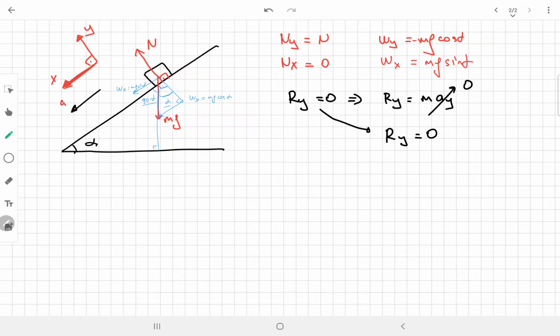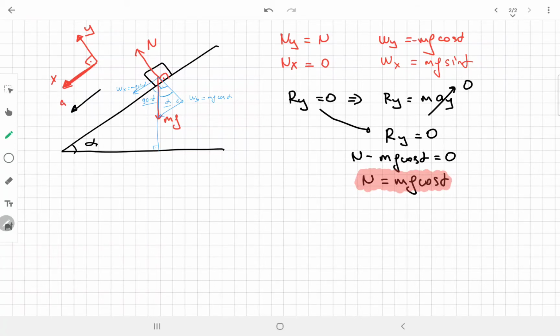And in y direction we have two forces basically, reaction force and y component for the weight, and they are opposite to each other. So N, reaction force, minus mg cosine alpha, this is the y component for the weight, should be equal to 0. So from here we understand that normal force, reaction force, equal to mg times cosine alpha. So this part is very important.